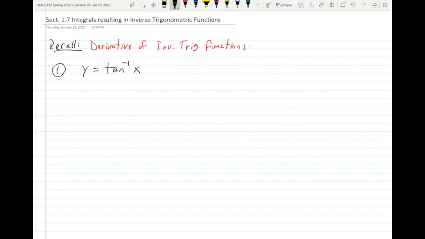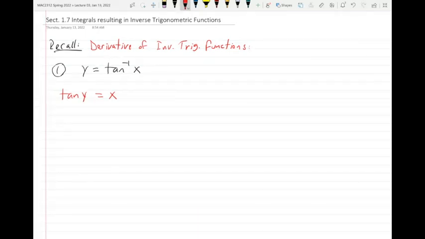So let's say that we have a function y equal inverse tangent of x. Now, what does this mean? Remember, this is the inverse function of tangent. So this means that if I do tangent of y, I get x, right? That's what it means. So this means that if I do tangent of y, this has to be equal to x, right? So we are after the derivative.